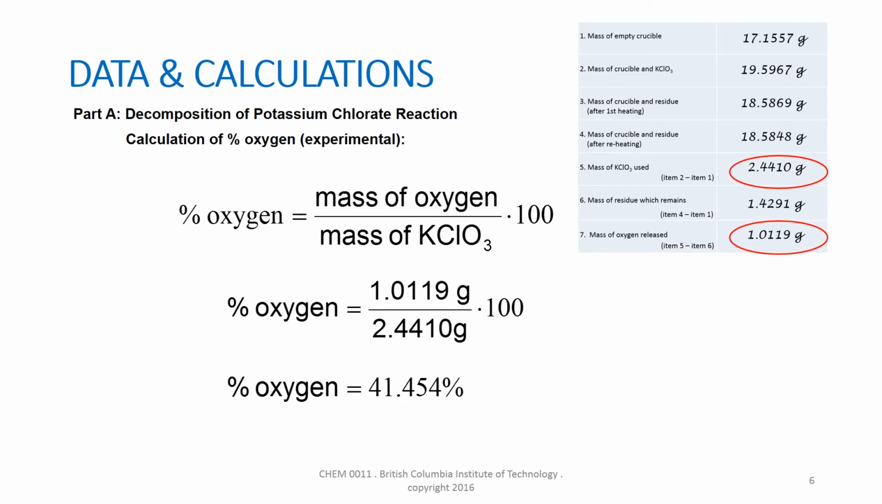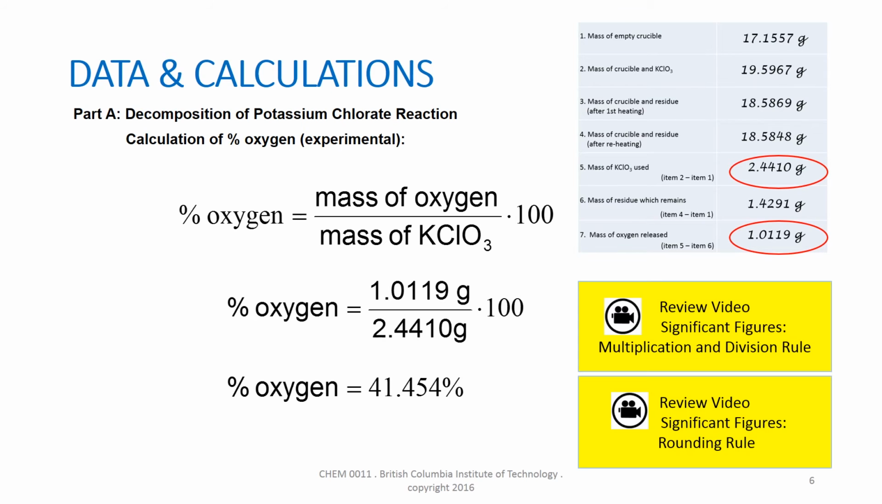2.4410 grams. Use your calculator to perform the calculation. Be sure to apply the significant figures rules for division and rounding to arrive at the answer. The answer is 41.454%. It has 5 significant figures. Please review the video on significant figures, multiplication and division rule, and the video on significant figures, rounding rule.